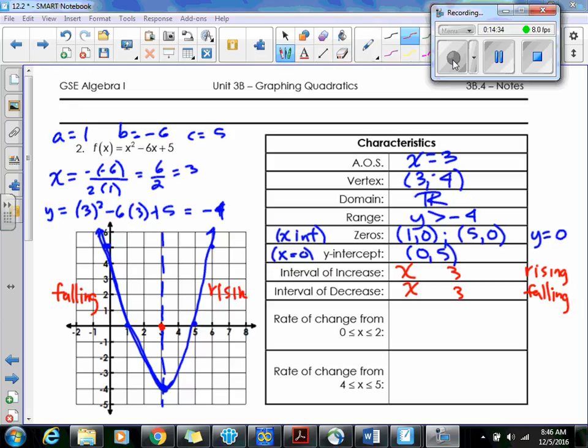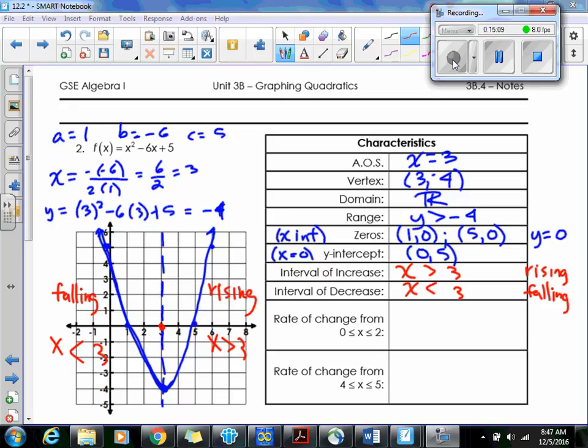Now, if I'm on the left-hand side of the axis of symmetry, it's always going to be less than. Left-hand side, less than. Right-hand side, greater than. Remember, X comes from this X right here, and that X right there. That's the axis of symmetry. So what's happening on the left side of the axis of symmetry is falling. That means the decrease is here, and the increase is here.